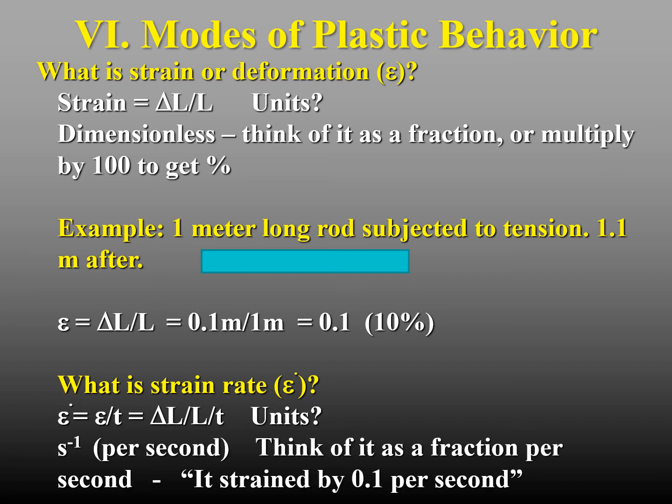So yeah, the unit is weird. It's per second. I like to think of it as fraction per second. It's strained by 0.1 per second, or percent per second. It's strained by 10% per second. So strain rate, that's how fast the fluid deforms. Low viscosity fluids deform really fast. They have high strain rates. Very viscous materials deform very slow. They have very slow strain rates.